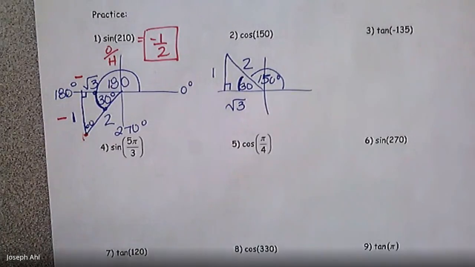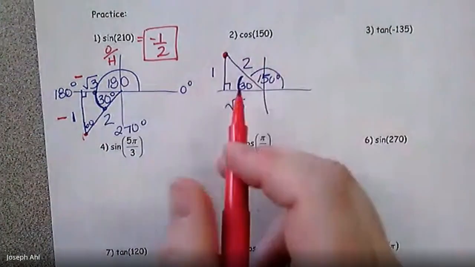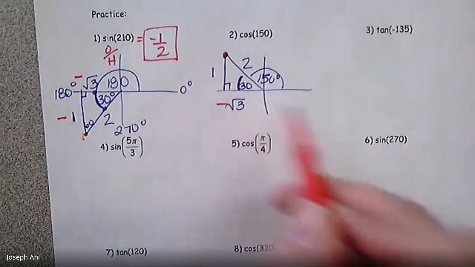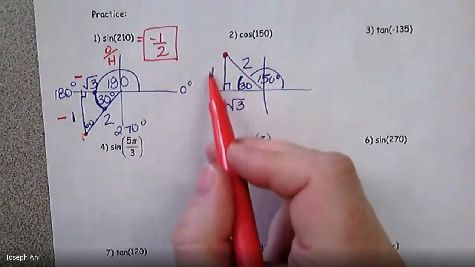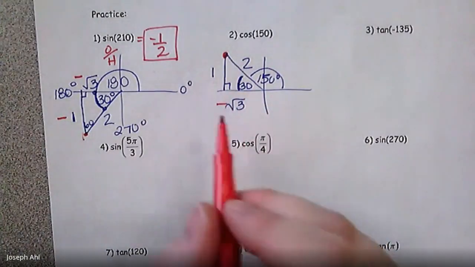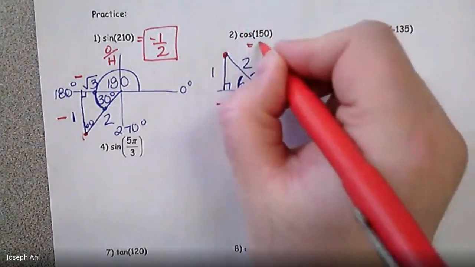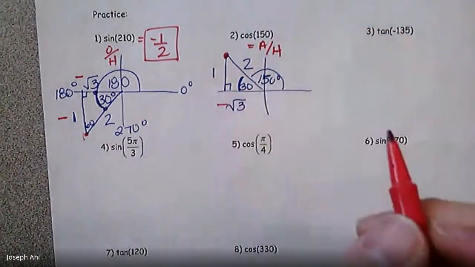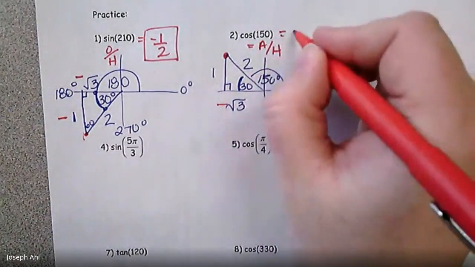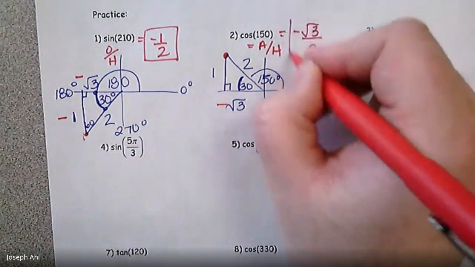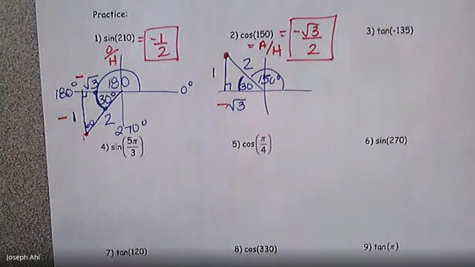Do we need any negatives anywhere to get to a point in quadrant 2? How do I get there? I go left, that's negative. Then I go up, that stays positive. So the only negative that you need is on the adjacent side of radical 3. Now keep in mind, cosine is adjacent over hypotenuse. So the adjacent is negative radical 3, the hypotenuse is 2. Cos 150 is negative radical 3 over 2.